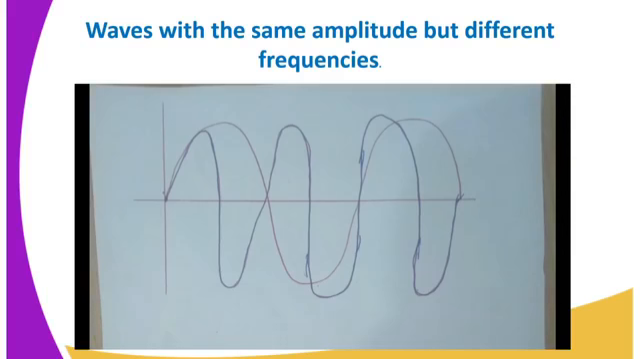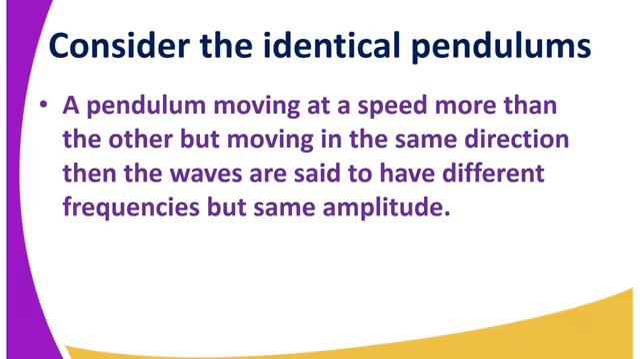In the same case, I want us to consider identical pendulums, where you have two pendulums. A pendulum is a bob mass which is suspended using a string and allowed to swing freely. We are told that if one pendulum is moving at a speed more than the other, but in the same direction, then the waves are said to have different frequencies but the same amplitude. So this gives us the illustration of waves with the same amplitude but different frequencies.